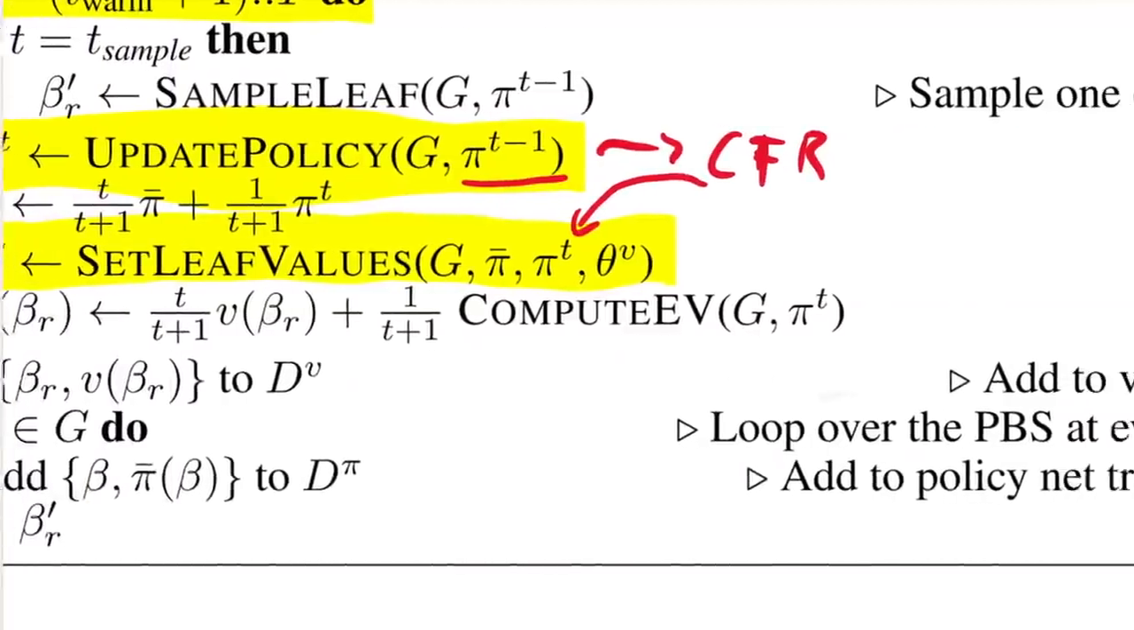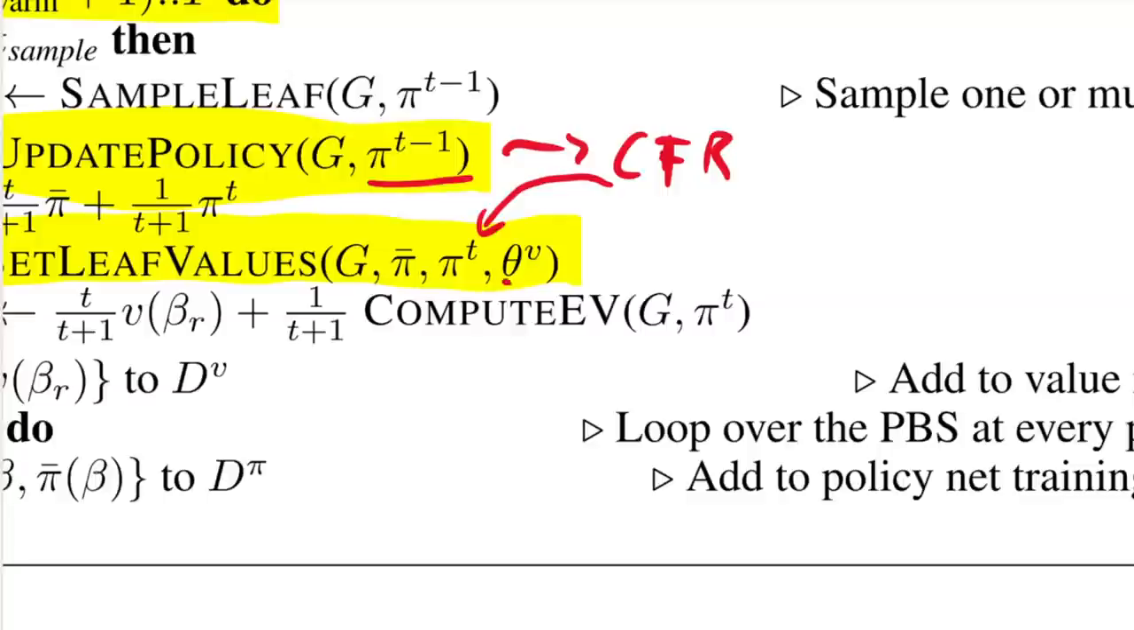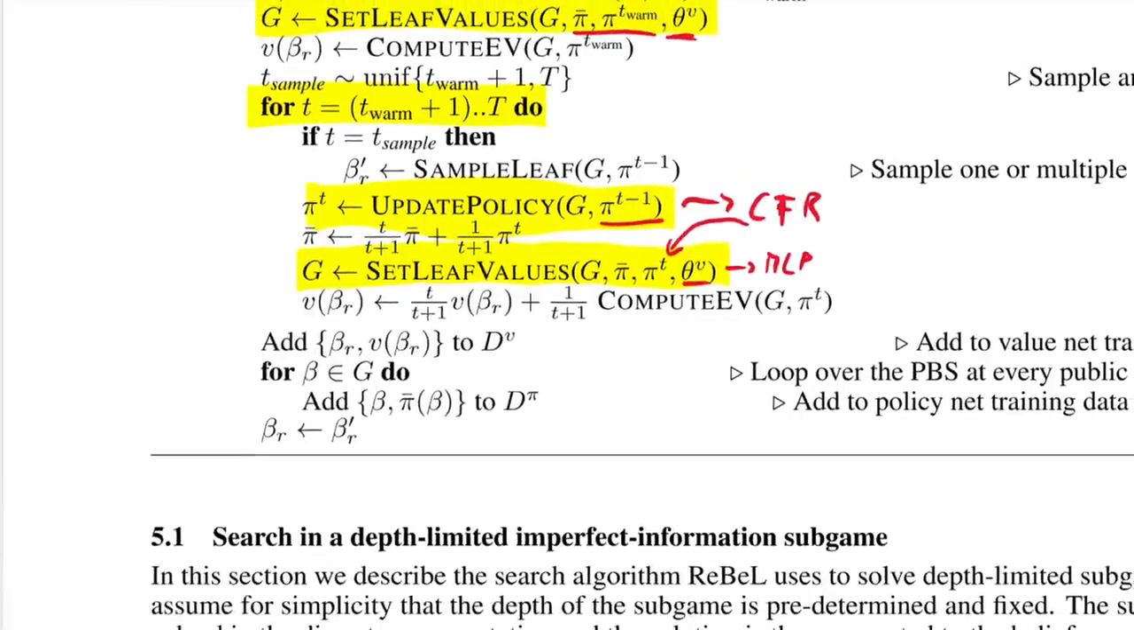And set leaf values will take in these parameters, which means this here, that's going to be some kind of MLP or neural network. And we're going to do this, then we're going to loop back again and do the same thing. Solve the game, set new values. Solve the game, set new values. Okay.